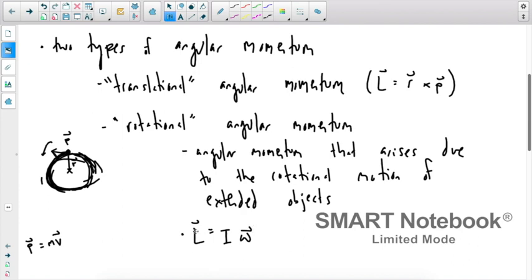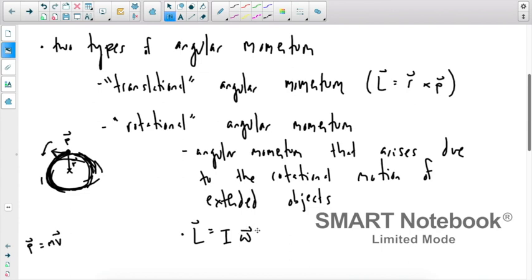So this is the angular momentum that arises due to an extended body actually rotating about some axis of rotation. And this one is kind of easier to calculate. You just need to know the I value for your object and the angular velocity for the object, and multiply them. Directionality is exactly the same.